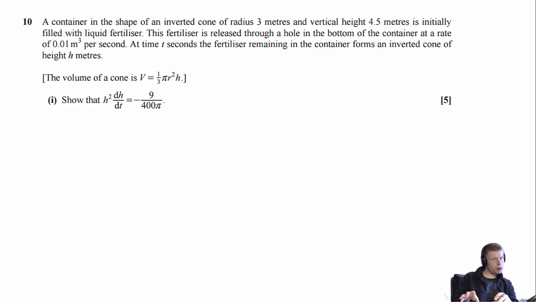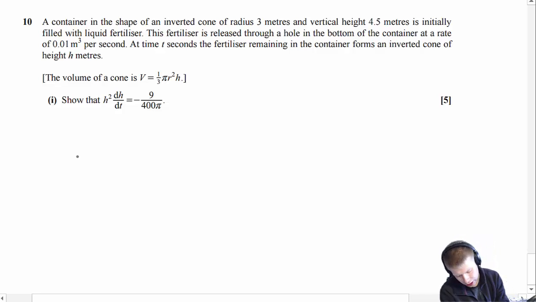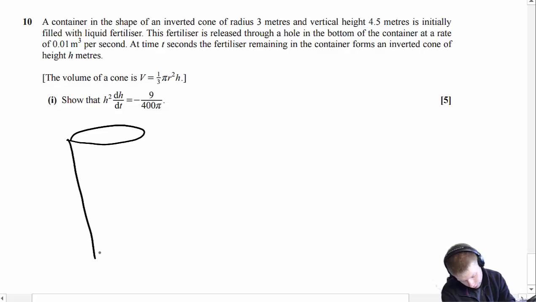Hello, so this is quite a wordy question, but if you just break it down, if you understand the chain rule, you'll get it. Okay, so a container in the shape of an inverted cone. I haven't actually got any images on here, so I'm going to draw an image down so I can actually see what's going on. So I've got a container in the shape of an inverted cone. Let's draw that a little bit better.